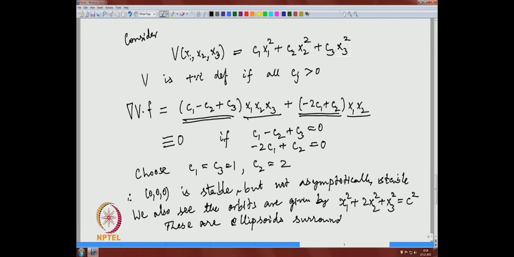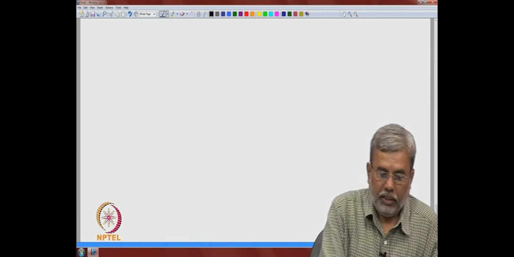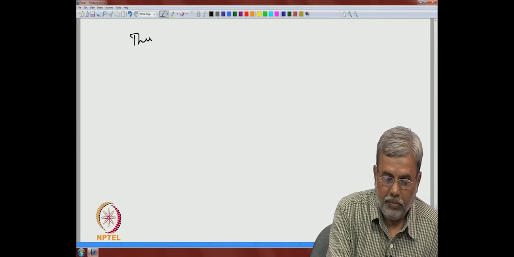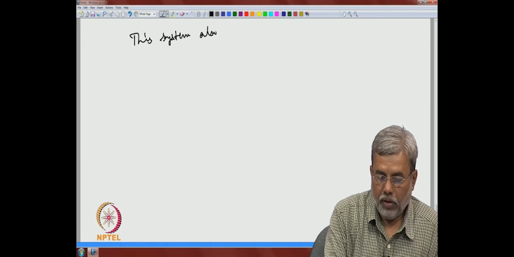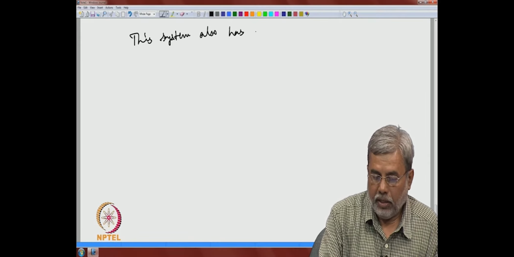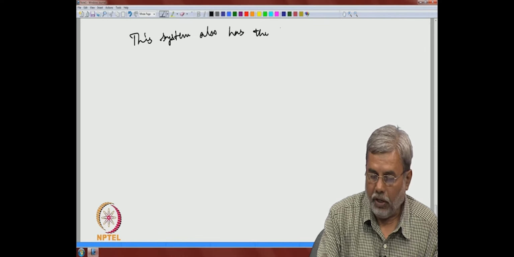Okay. There is a reason for me stretching this, we will see later why I am stretching that. That is precisely the point in the Poincare-Bendixson theorem. Okay. That is fine. So, this system also has the following equilibrium points.